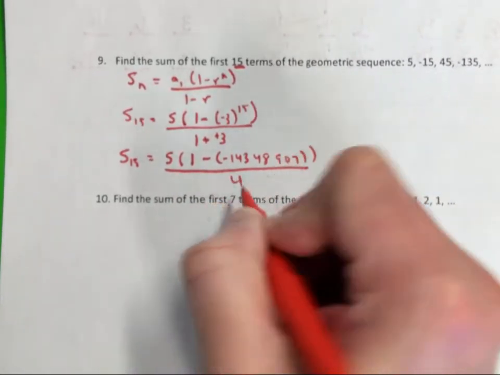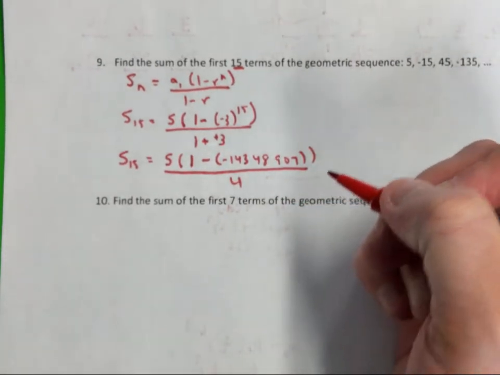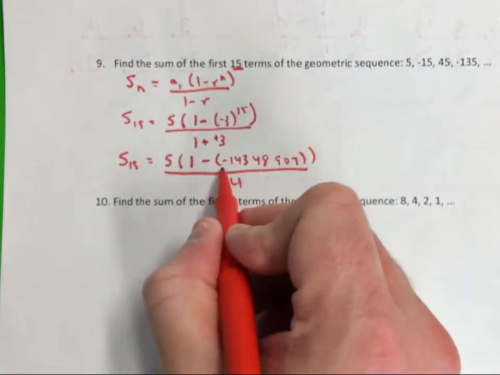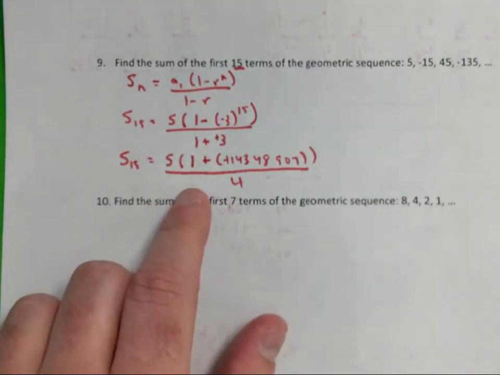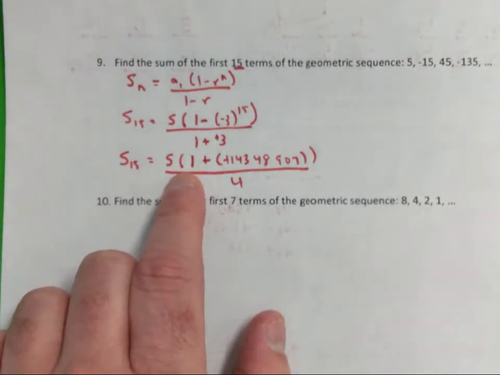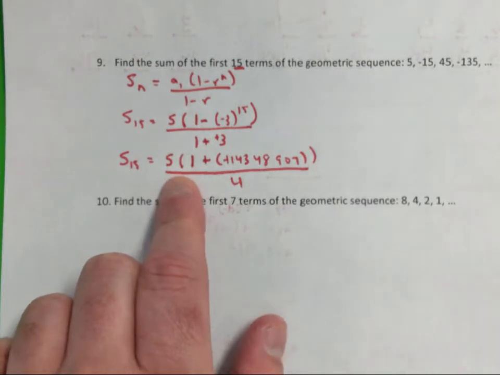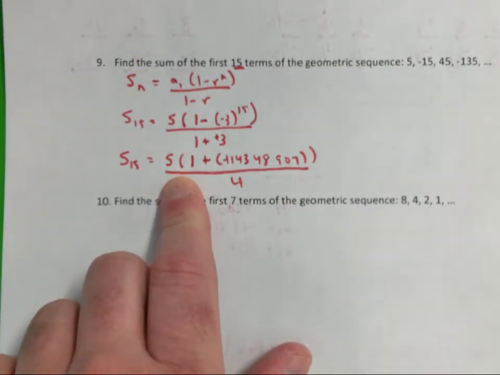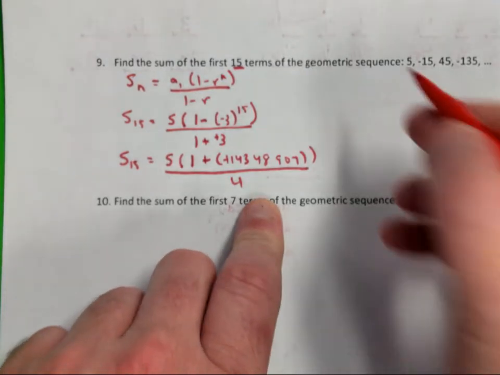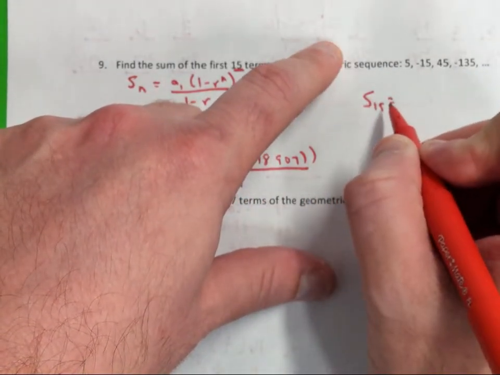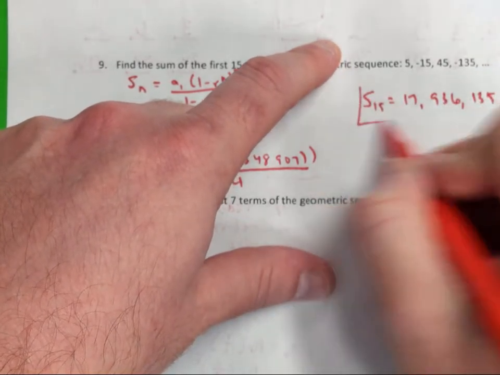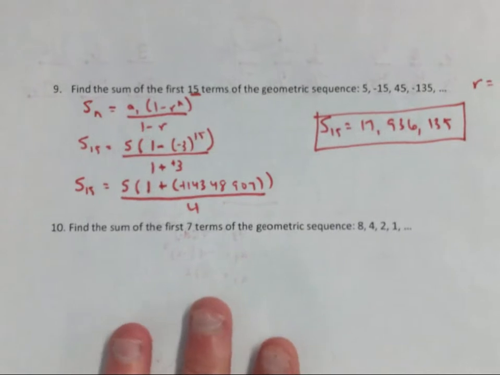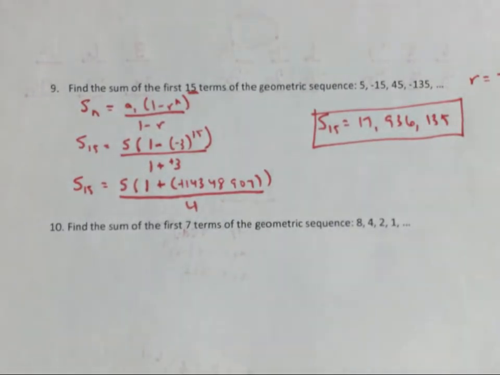all over 4. Now that's a double what right there? Negative. I'm going to say 1 plus that. Then, I wouldn't show any more steps. Then times it by what? 5. And then divide by what? And you get 17,936,135 is the sum of the first 15 terms of that geometric sequence.